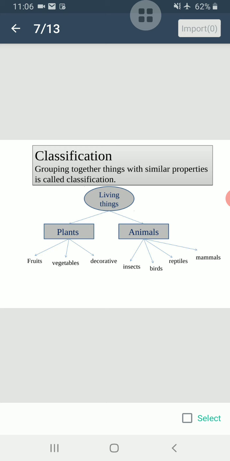Like we can classify the animals into groups or categories like insects, fish, reptiles, birds and mammals. And we can categorize the plants in the form of fruits, vegetables and decorative. Means there are some plants which provide us fruits, there are some plants which provide us vegetables, and some are only decorative plants. These are some groups into which we have classified things.